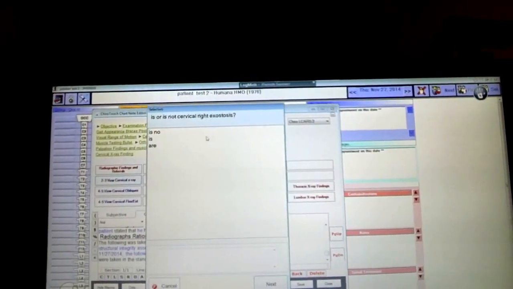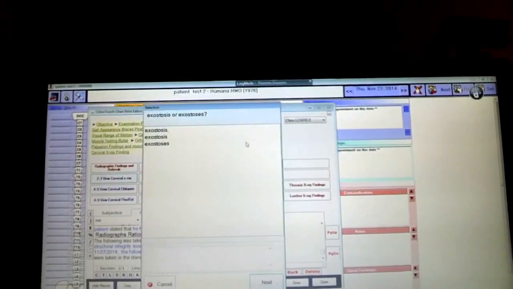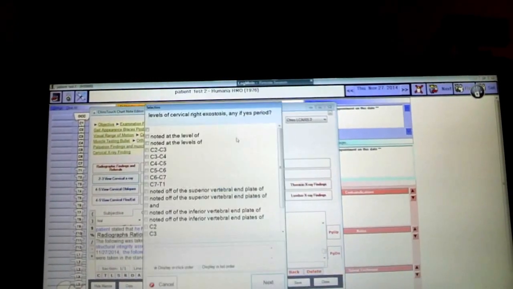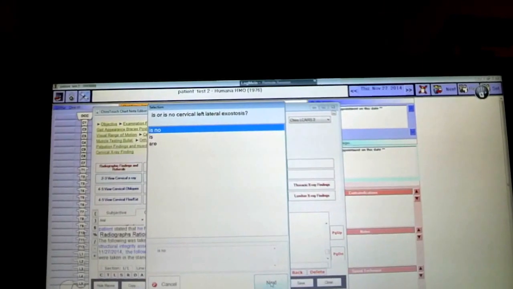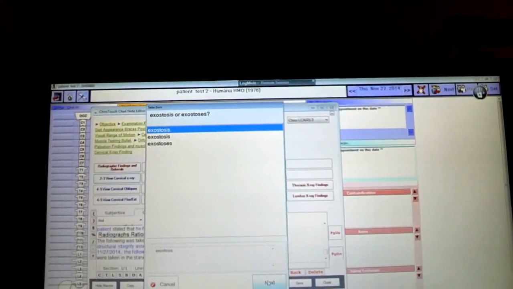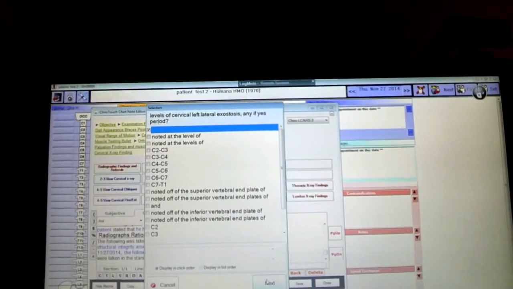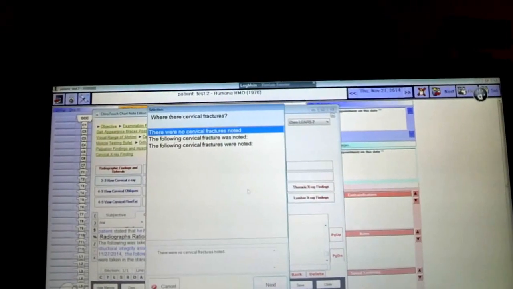We can say that there is no lateral exostosis to the right. We can say that there is no lateral exostosis to the left. Next is no exostosis, and then again, if it was, we'd put the information there. We would say that there were no fractures seen.